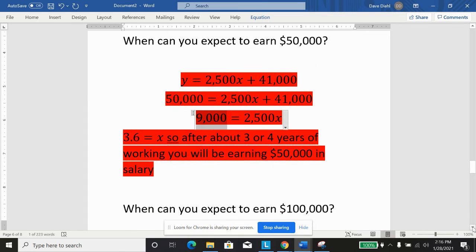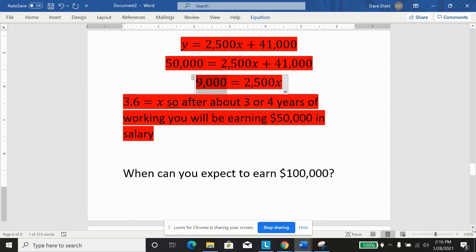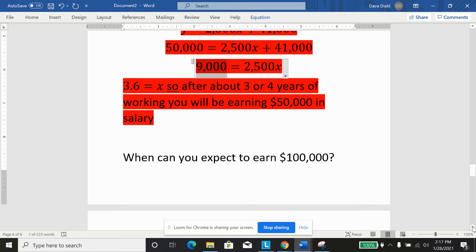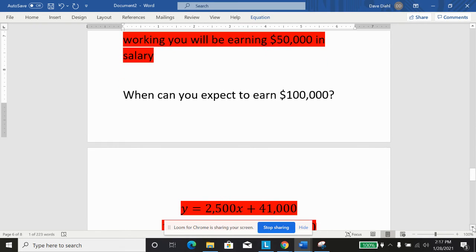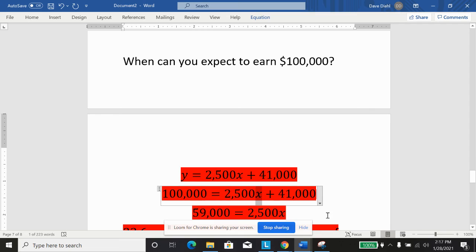What if you wanted to know when you would make $100,000? Well, again, this time you would plug in 100,000 for Y, because Y is the salary. Now, again, I have a two-step equation because X is the unknown. First you subtract 41,000 from both sides to see how much you would have to increase. 100,000 minus 41,000 is $59,000. So you would have to increase $59,000 in salary from your base salary.